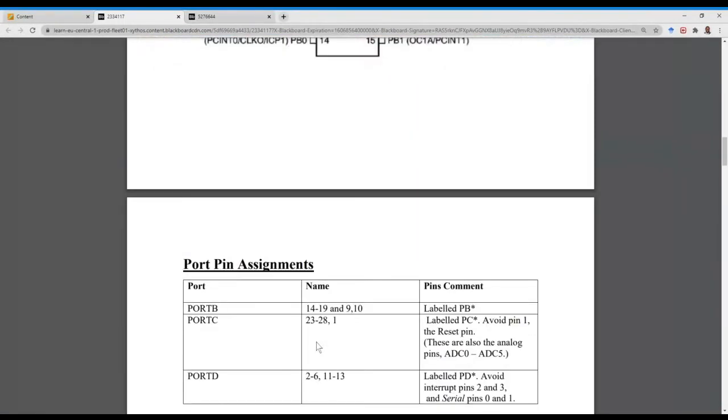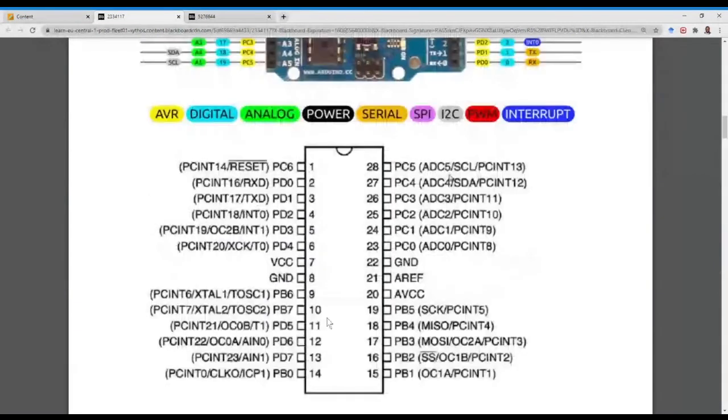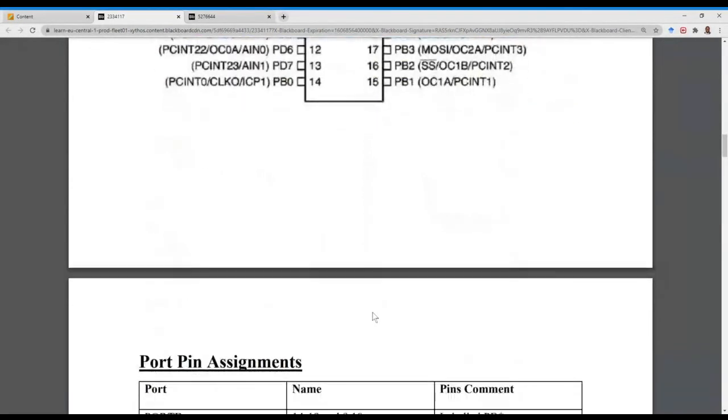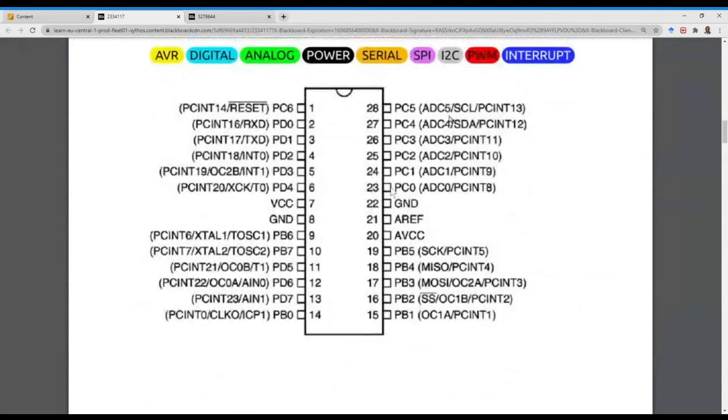Same for port C. For port C, you've got 23 to 28, and then pin 1. We've already seen pin 1 being PC6, which is the reset pin. So under normal circumstances, you wouldn't use this. And then you've got the other ones, which are 23 to 28, so we've got PC0 all the way to PC5.